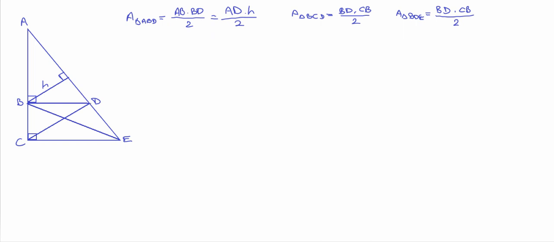Next, I would like to calculate the area of the triangle ACD. The base is going to be AC and the height is going to be BD. This is actually the sum of the areas ABD plus the area of the triangle BCD.